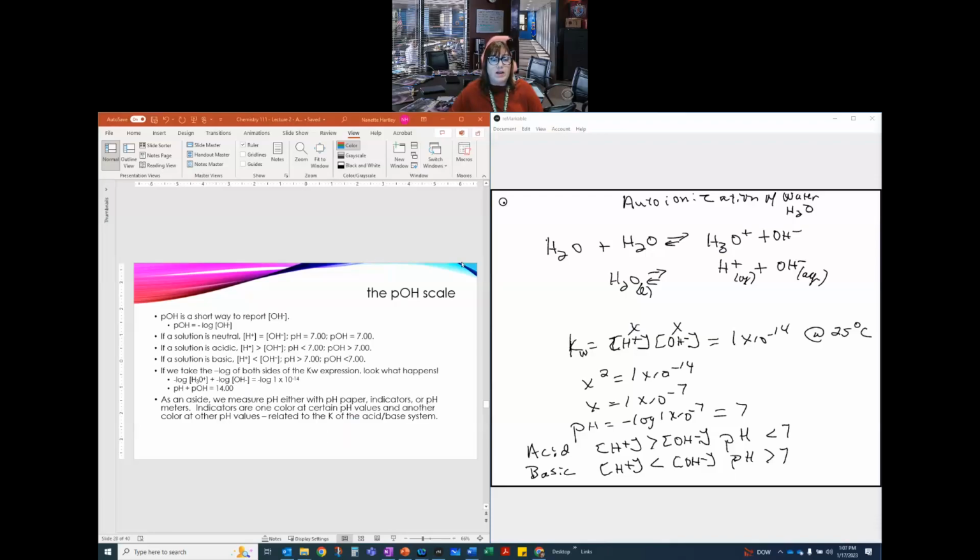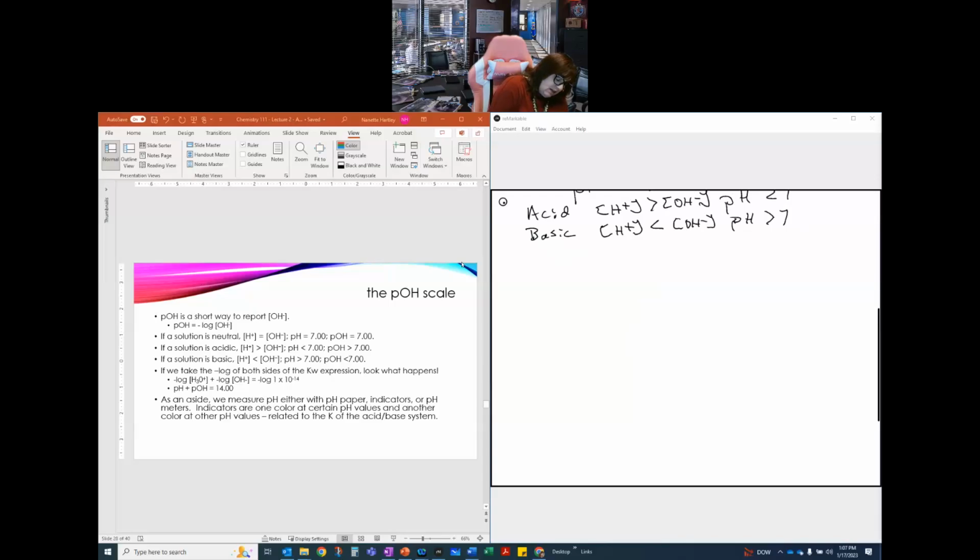Sometimes we talk about the pOH scale. Now, pOH works exactly the same way that pH does. So it's the negative log of the OH minus concentration.